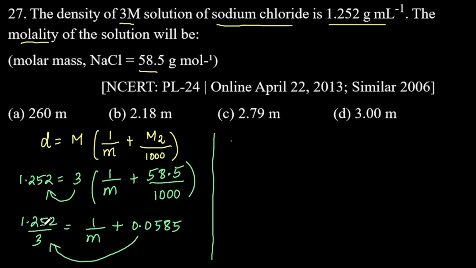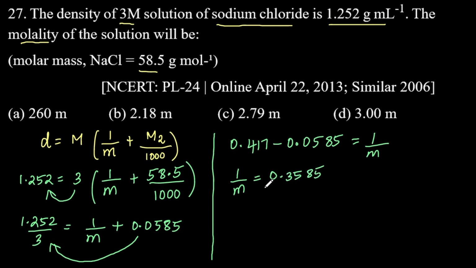So I will write it here. 1.252 divided by 3 will give 0.417 minus 0.0585, which is equal to 1 by m. So 1 by m is equal to, when you subtract this, you will get 0.3585. Now you have to take the reciprocal. m is equal to 1 divided by 0.3585, which is equal to 2.789. So the answer is 2.789. So the correct option is option C, 2.79 small m.